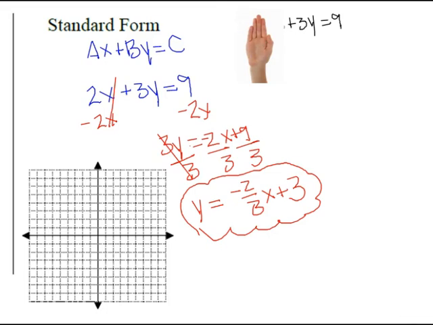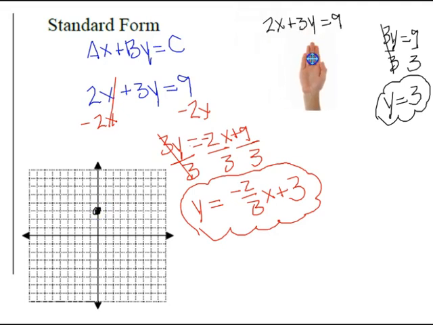Okay, so we're imagining covering our palm, the 2x. How can we solve for y? Well, we're left with 3y equals 9, just as clearly seen there. And if we divide by 3 on both sides, we get y equals 3. Okay, so on our graph, since this is a y value, let's plot 3 on the y-axis. 1, 2, 3.